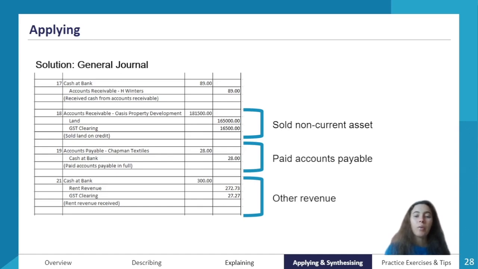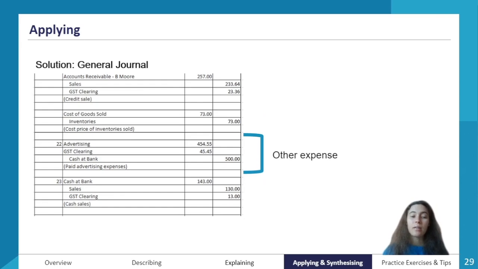And then finally, we've got another revenue. So the syllabus also mentions you just need to be able to do everyday revenues and expenses. So in this case, we've got rent revenue. Again, cash at bank is going up. It must be the rent revenue account because we're receiving rent, and there's GST on that as well. And then there's another example of one, except this time it's an expense. We've got advertising, GST, cash at bank.